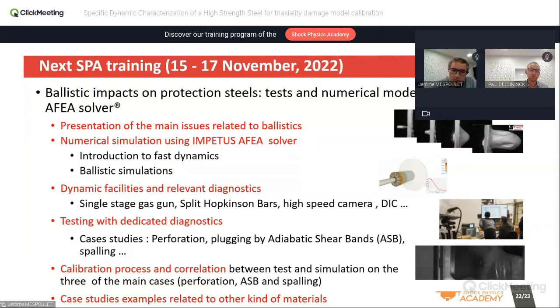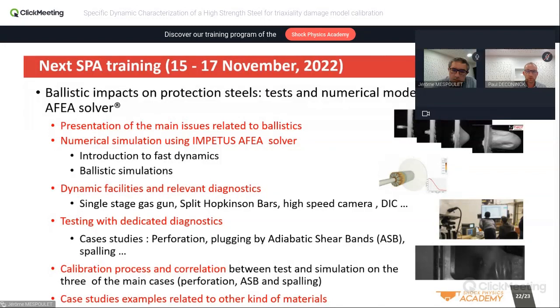The impact test we will perform will be a spalling test, as Jérôme presented in the beginning of this presentation. And we will also focus on the other aspects, which are perforation and plugging by adiabatic shear bands. For each of these case studies, we will develop numerical simulation and numerical tools adapted to perform this simulation, and also the adapted experimental techniques to calibrate these material models. And at the end, we'll do some calibration process and compare the results of the experiment and the numerical simulations for these three main cases.